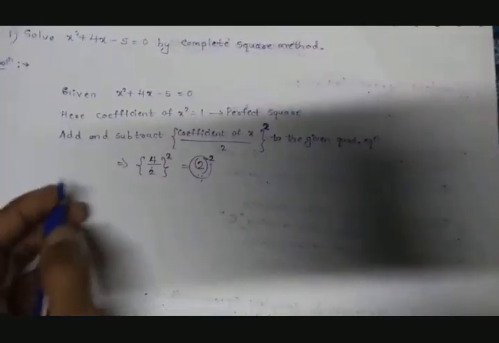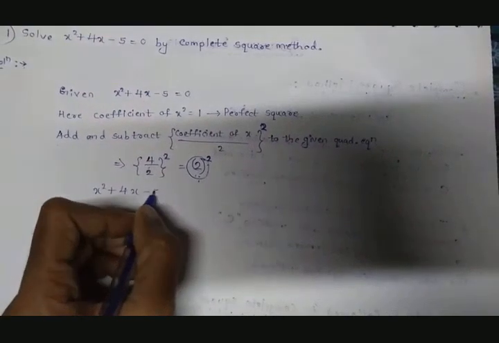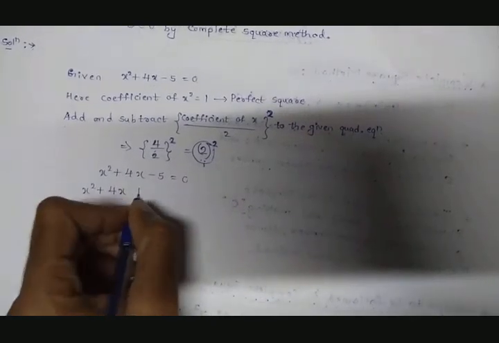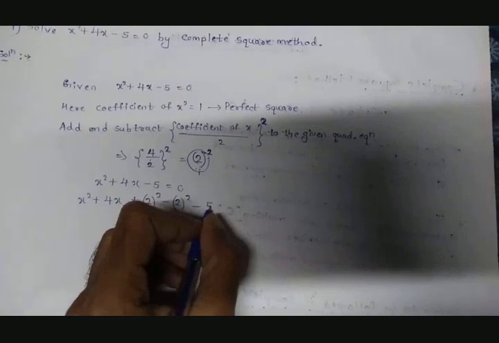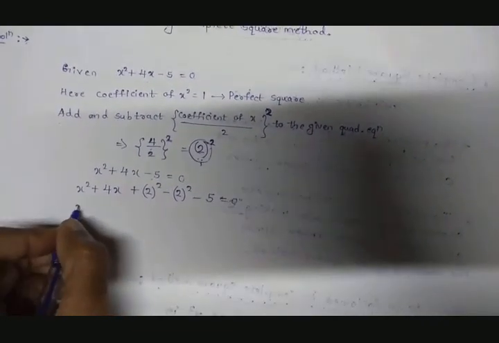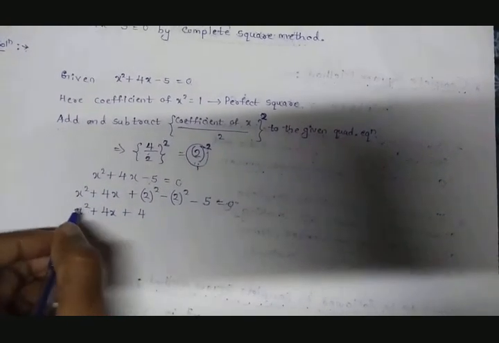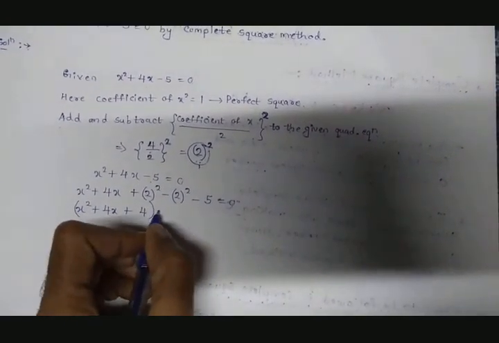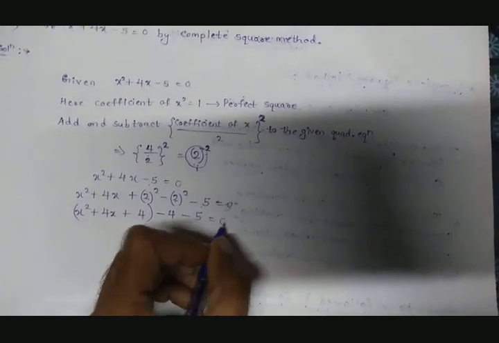So again write down whatever they have given, that is x square plus 4x minus 5 equals 0. Now x square plus 4x, now you have to add this, plus 2 square minus 2 square minus 5. This minus 5 I have kept as it is. So now observe, x square plus 4x plus 4, I'll take this in a bracket. Minus 2 square is nothing but 4, and minus 5 as it is, equals 0.